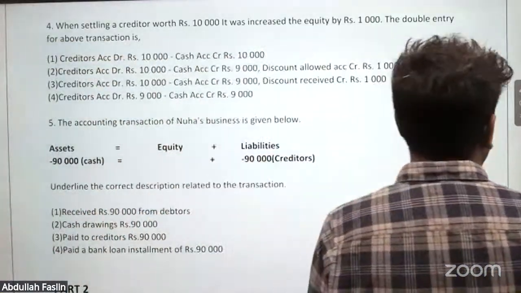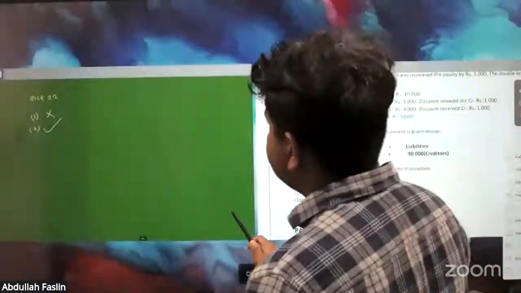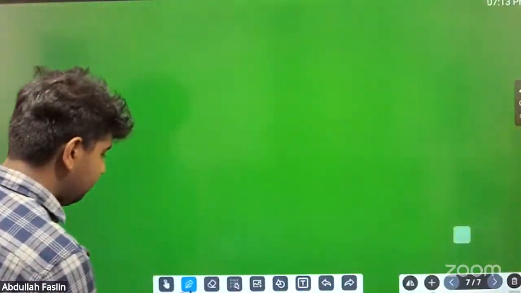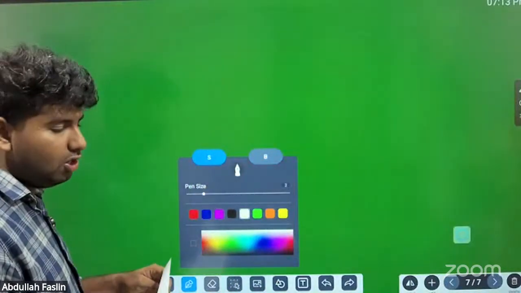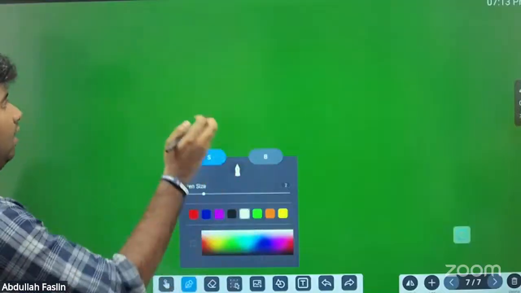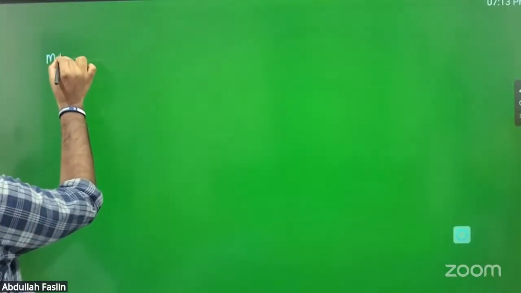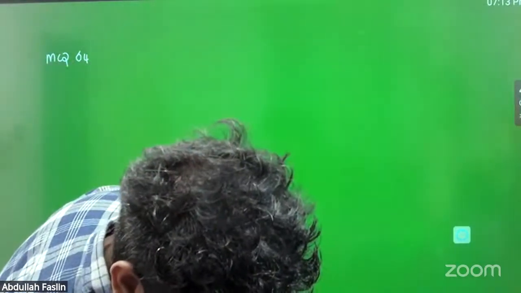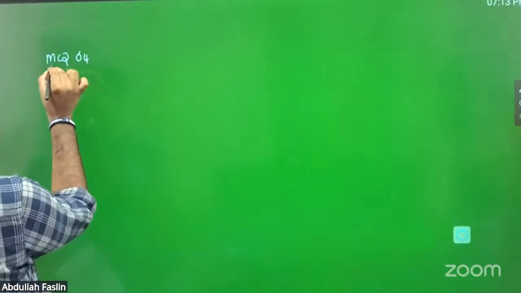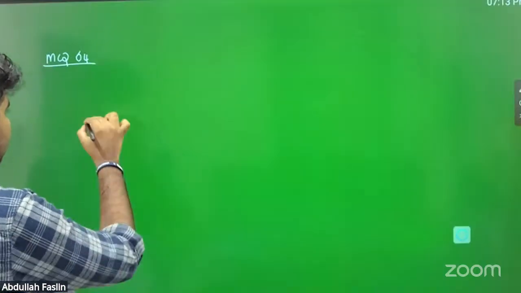It's like this. Now, let's say you have a shop. This is MCQ number 4 working. Write it down with the MCQ number. MCQ 4 working. Now let's say you have a shop.